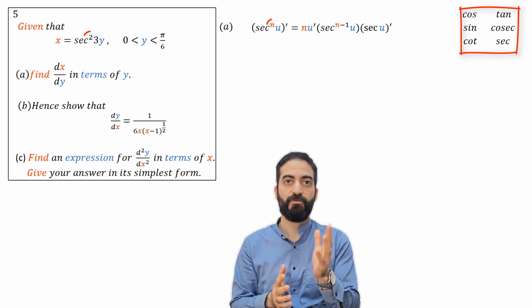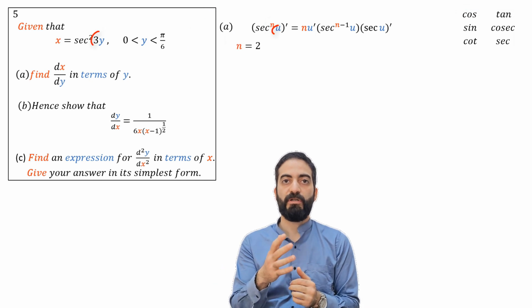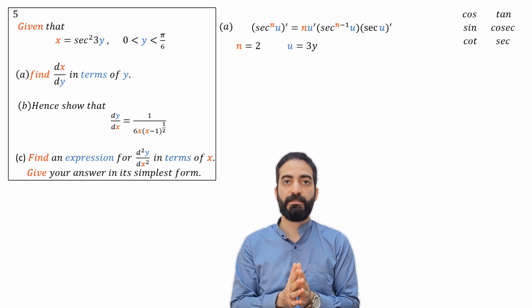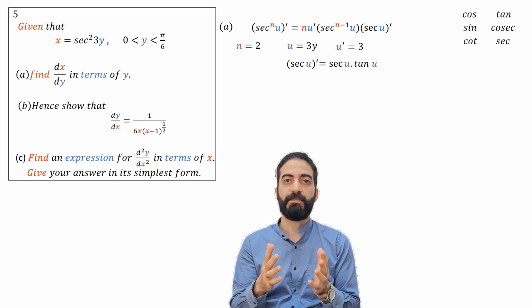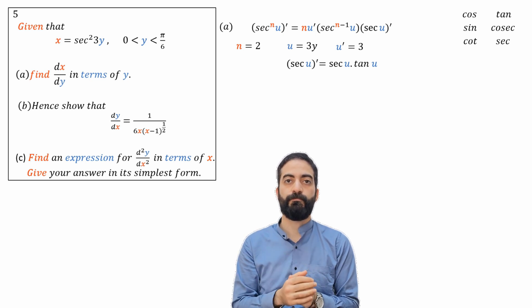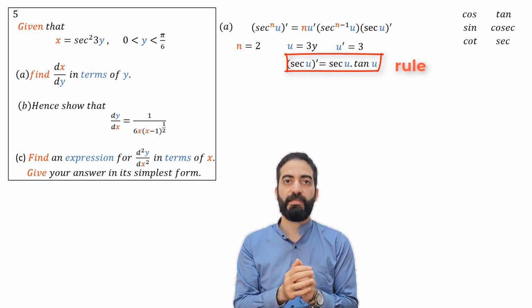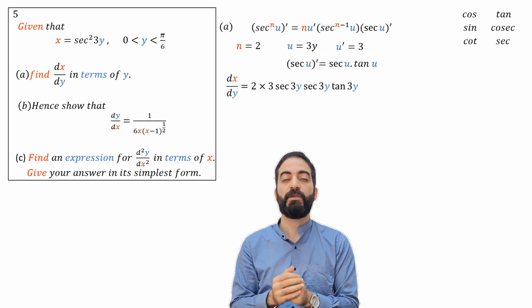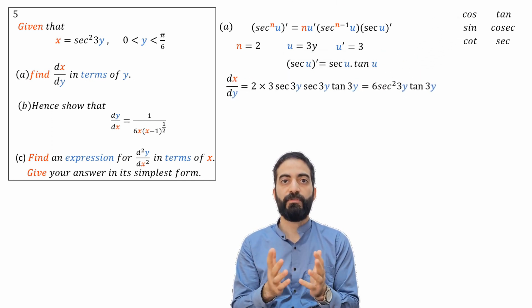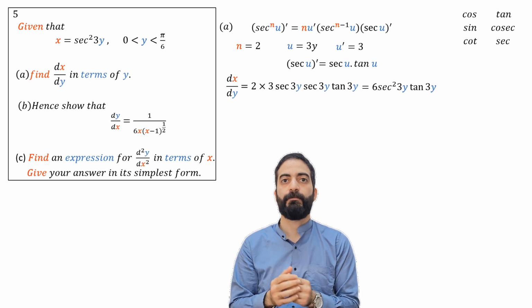Here we have n equals 2 and u equals 3y. This means that u prime equals 3 and the derivative of secant u equals secant u times tangent u. This is a rule that must be memorized. Now we put everything at its value to finally get the answer to the derivative. We now move to part B.